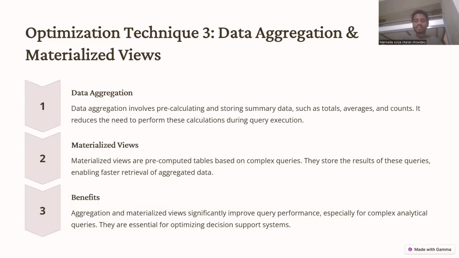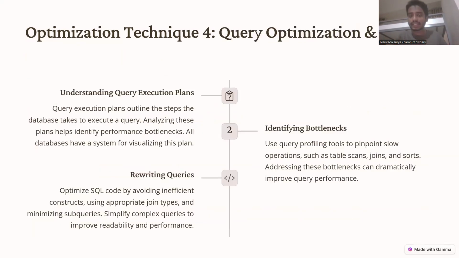These are essential for optimizing decision support systems. Okay. Now, next topic. Another important optimization technique is query optimization and tuning. What is query optimization and tuning? We should follow three basic steps in query optimization and tuning. First, we need to understand the query execution plans, then identify the bottlenecks, then we have to rewrite the queries.